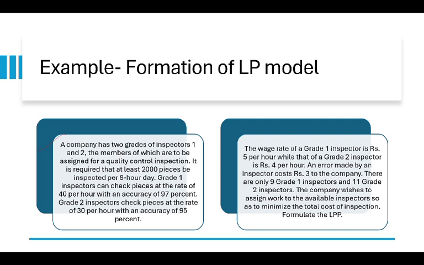An error made by an inspector is going to cost rupees 3 to the company, and we have only 9 grade 1 inspectors and 11 grade 2 inspectors. The company wishes to assign work to the available inspectors so as to minimize the total cost of inspection. Formulate the LPP, right? So the last thing, can you please recall this? The company wishes to assign work to the available inspectors so as to minimize the total cost. So what is the objective? The objective is they want to minimize the total cost of inspection, right? So you have to formulate the LPP.